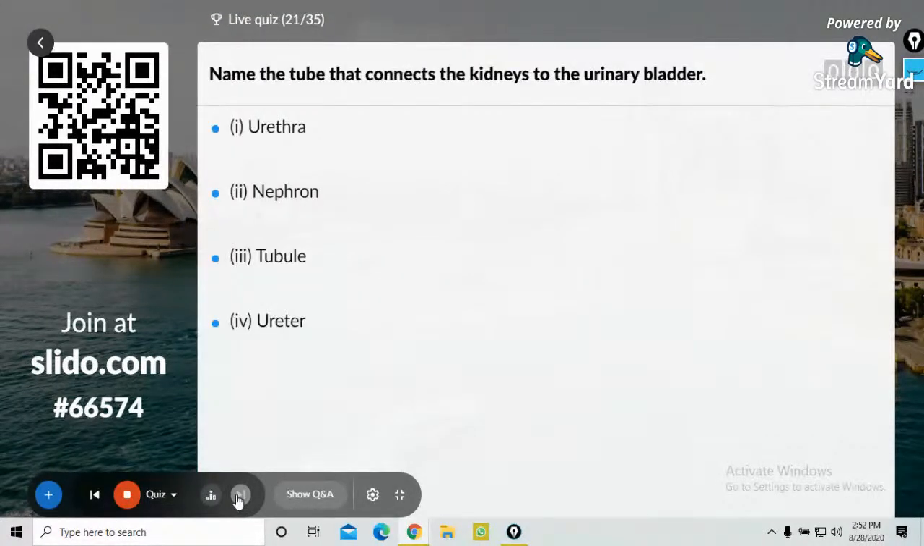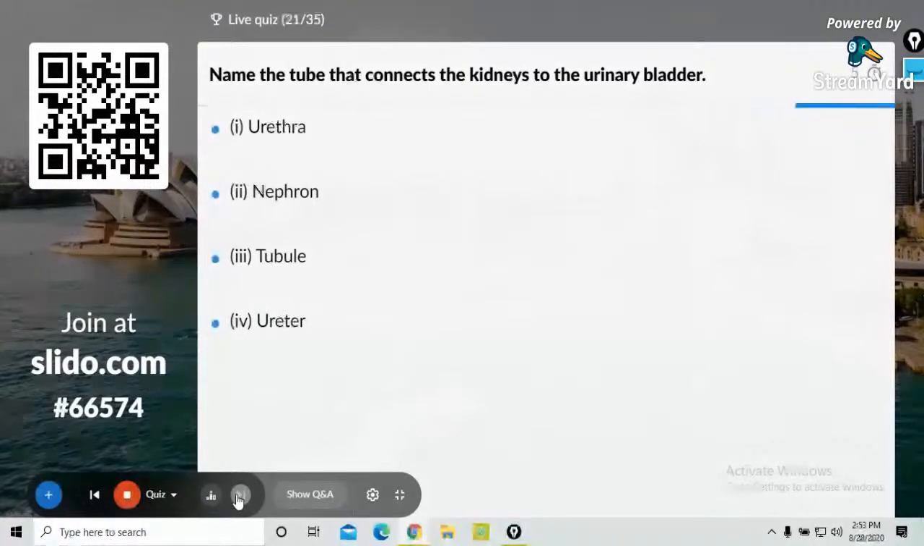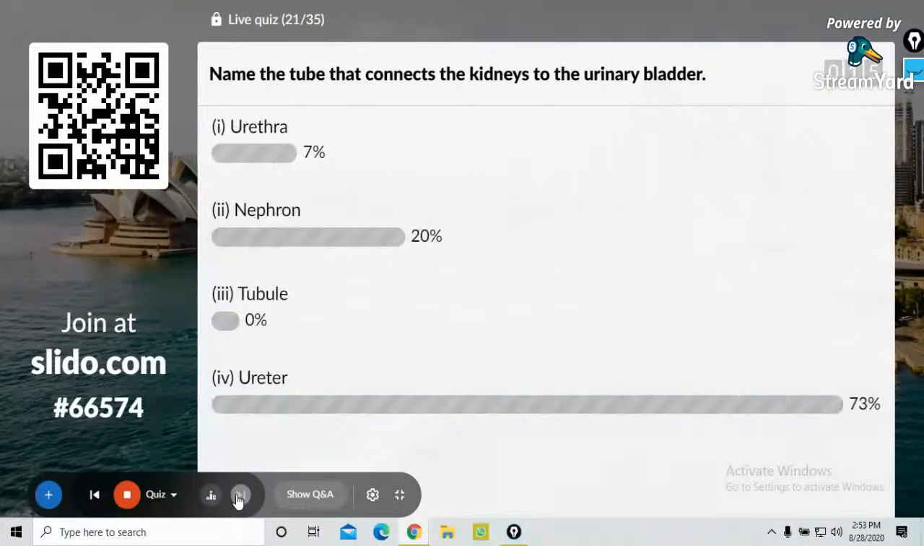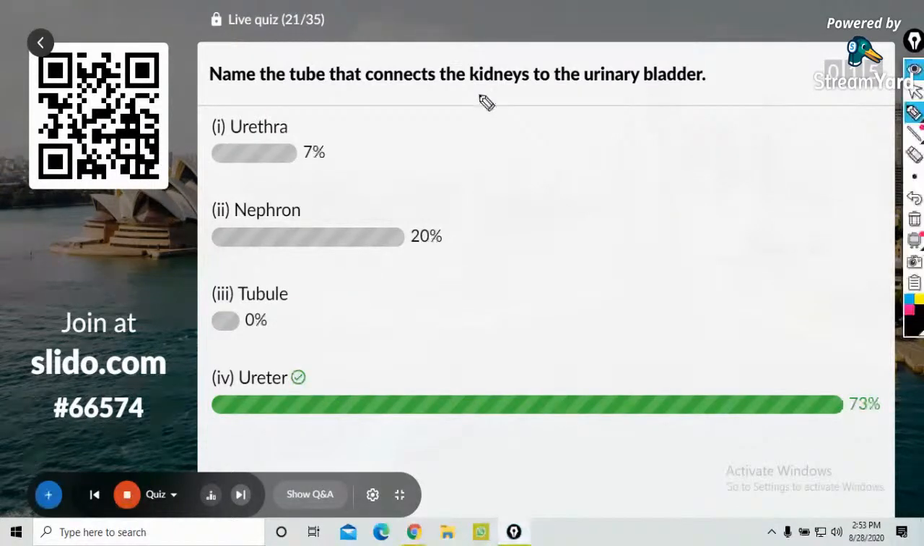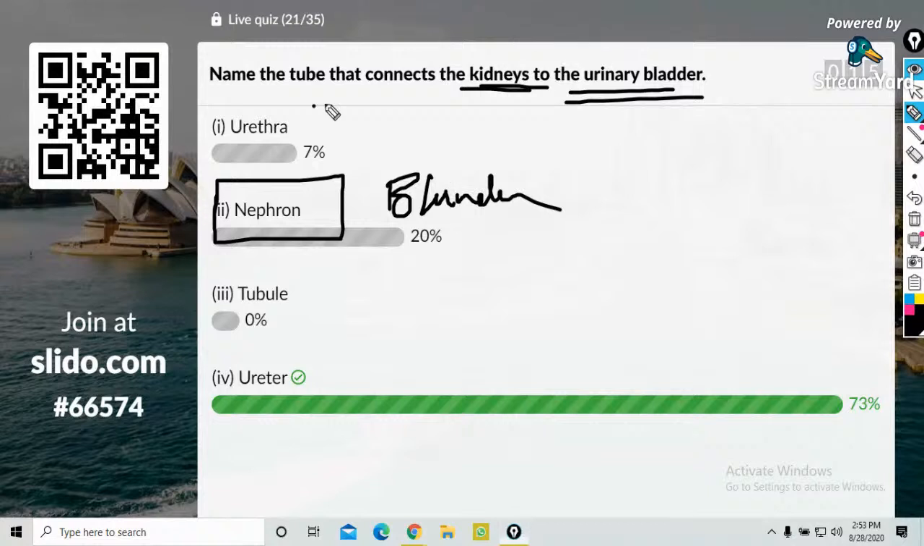Name the tube that connects the kidney to the urinary bladder. Just imagine the diagram before you answer this question. Guys, what is the nephron doing here? The nephron is not in between the kidney and urinary bladder. You are just going for B, a blunder. Urethra, is it a blunder answer, guys?